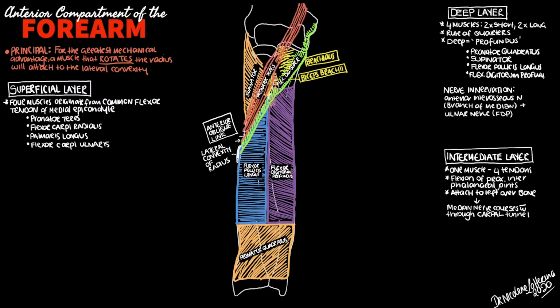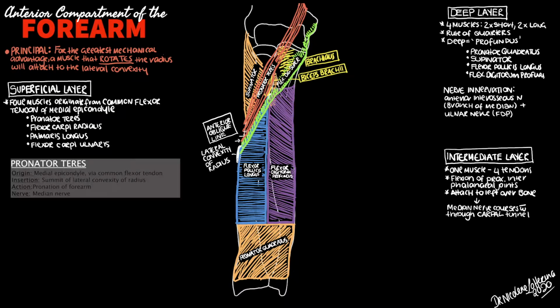If we then illustrate pronator teres on our diagram, we can see that it's going to originate from the medial humeral epicondyle via the common flexor tendon. And we can see that the insertion or the other attachment point is going to be the summit of the lateral convexity of the radius. So coming back to our analogy of the Sydney Harbour Bridge and the shape of the radius that we spoke about earlier on in this presentation, the lateral convexity of the radius is going to be the maximum point of rotation. So by having pronator teres attached to this lateral convexity means that it has the greatest pull to be able to pronate the forearm.